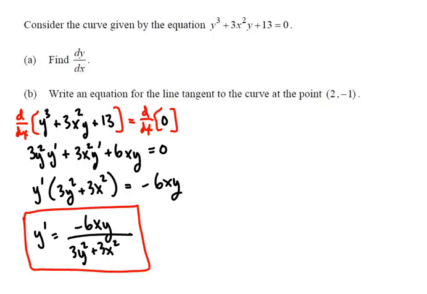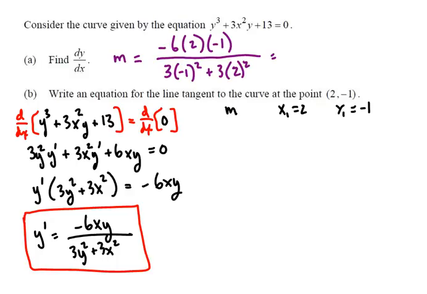And the answer to part B then is to find the equation of the tangent line. Remember, we need three things. We need a slope, we need an x coordinate, and we need a y coordinate. The x coordinate is 2, y coordinate is negative 1. And the slope we find by evaluating the derivative with x equals 2, y equals negative 1.